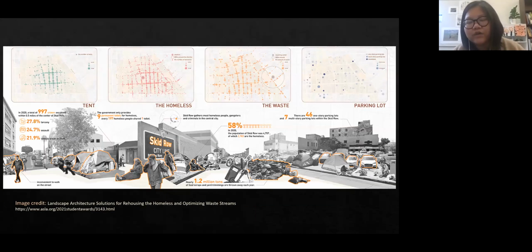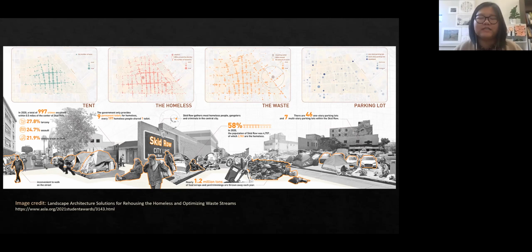In landscape architecture, you can use observation integrated with visualization to showcase some of the ideas you are trying to highlight. This is an ASLA student award winner where they mapped out the homeless populations in Los Angeles. They used a collage, highlighting several of the activities they saw on the streets, and then followed up with research to support what they were arguing.